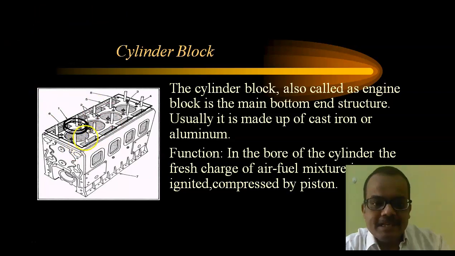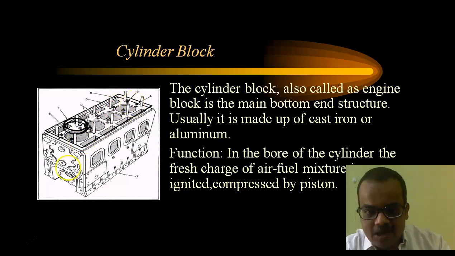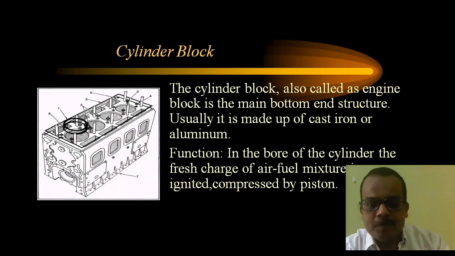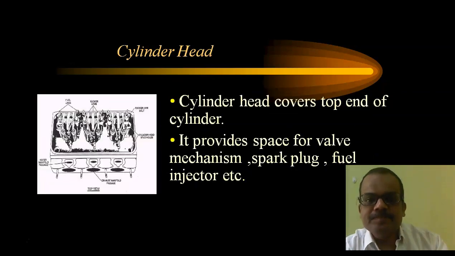Here you can see these four round shapes. This is the place to accommodate the cylinders. Now this is a 4-cylinder engine, and here you can see cylinder numbers 1, 2, 3 and 4. In this portion the cylinder gets fitted and here the crankshaft will get fitted. So it is the bottom structure where all the components of the engine are incorporated or fixed.